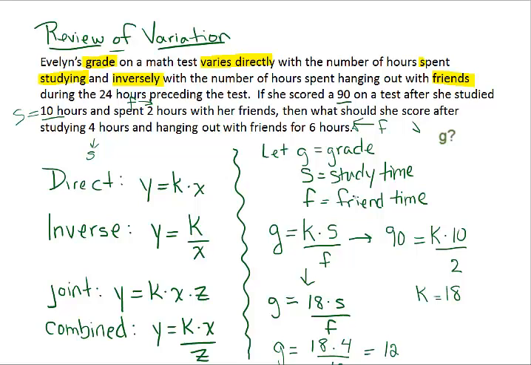Okay, so if I want to answer, then what should she score after studying 4 hours and hanging out with friends for 6 hours? We're going to say she will score a 12 on the test.